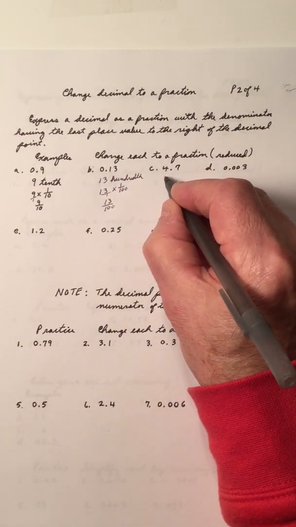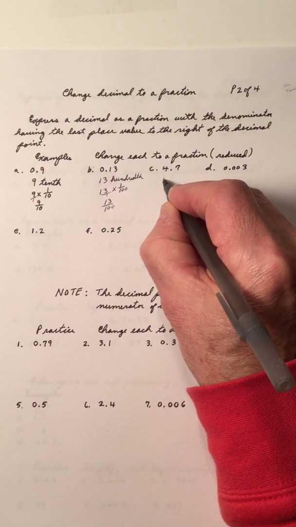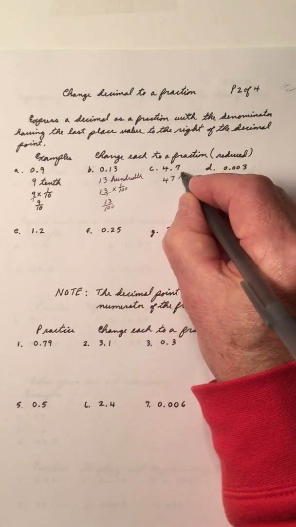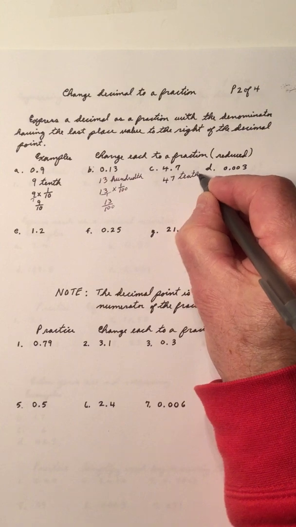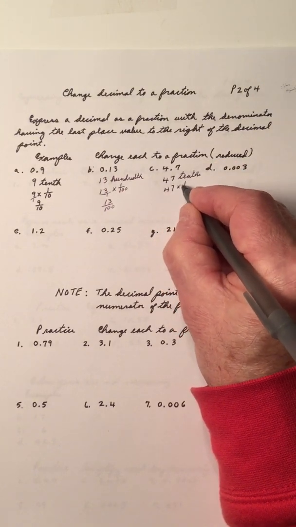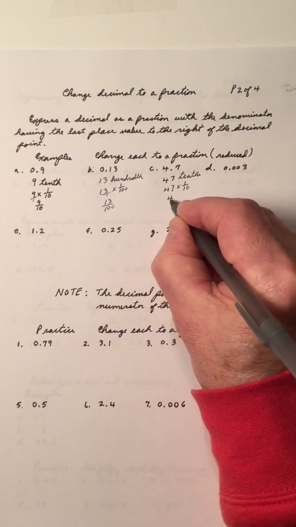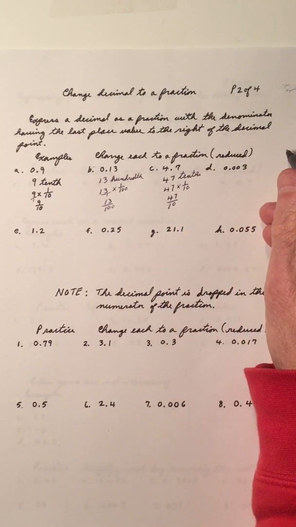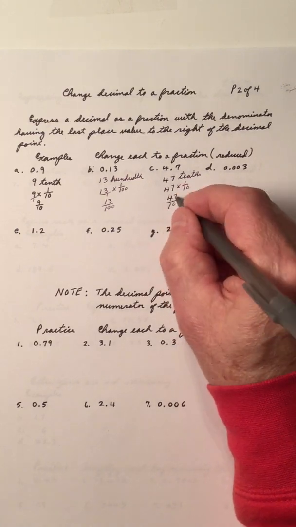4.7 is 47 tenths. Notice the 7 is in the tenths place. So that's 47 times 1/10. So that's 47 over 10. And you can't reduce because they're primes.